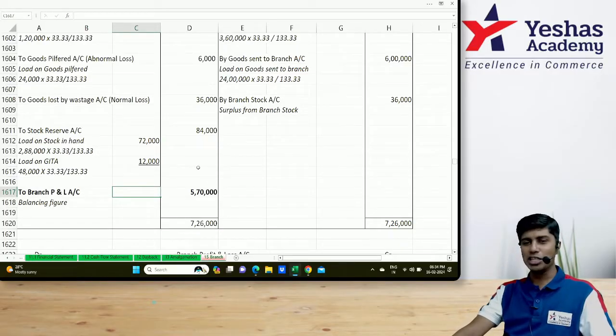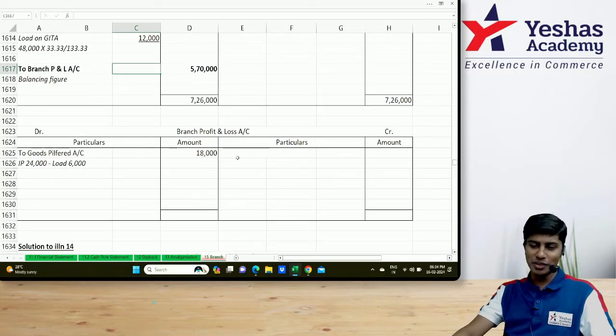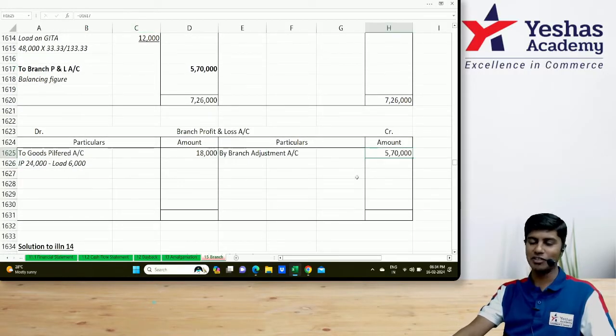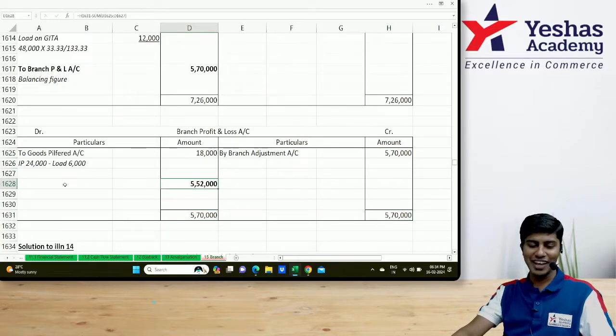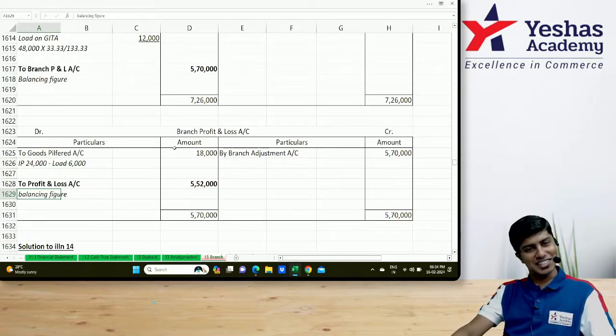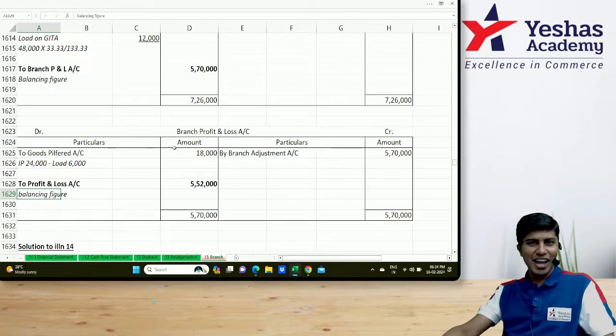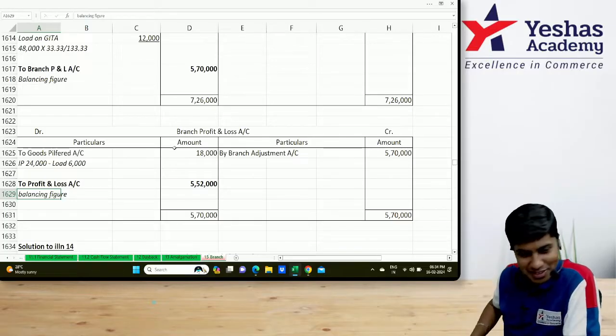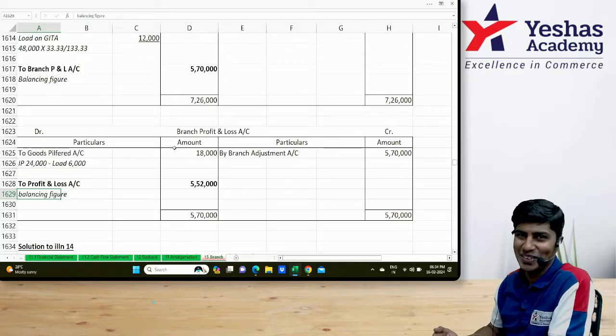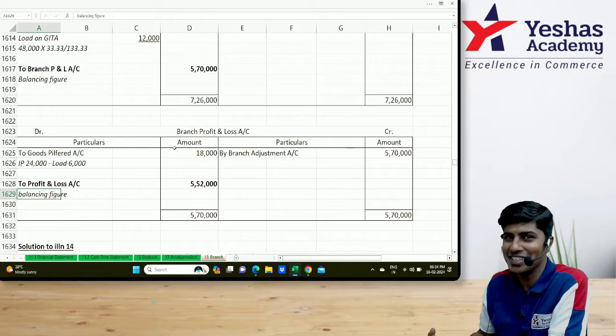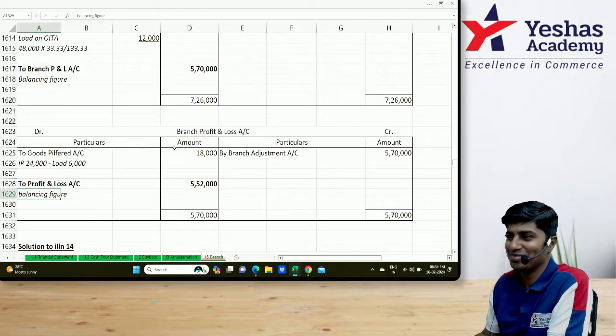570 to branch P&L, this is like GP. It is like GP, but not GP. So in P&L we'll write by branch adjustment 570. 570 minus 18, 552. Fast. This is it. I hope you guys also learned it. This is a master question on branch stock and debtors system.